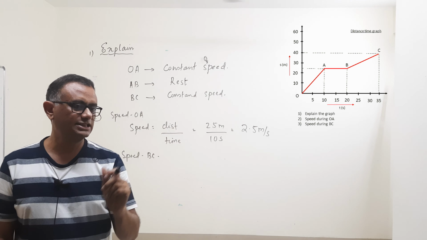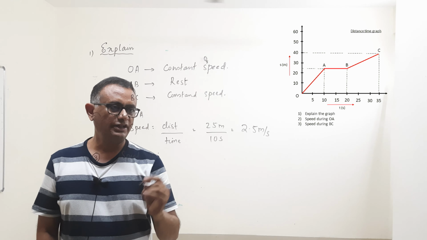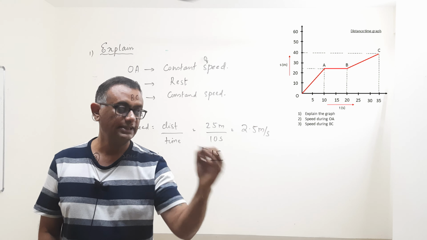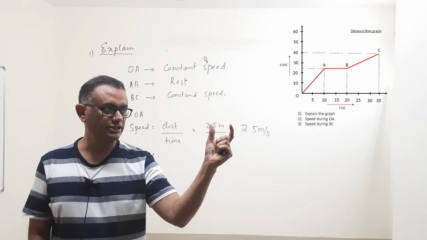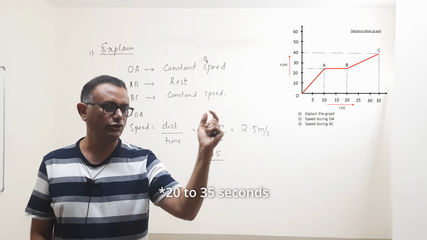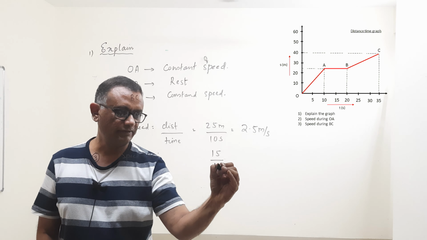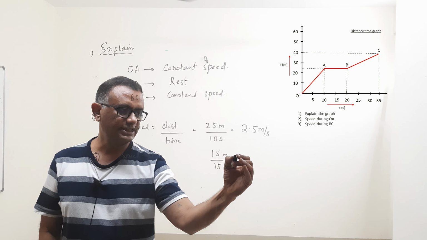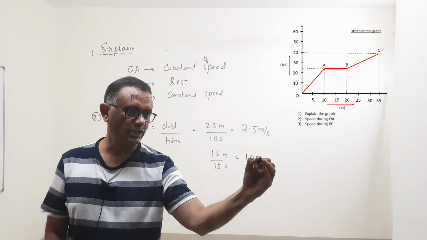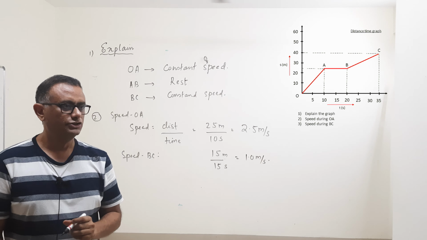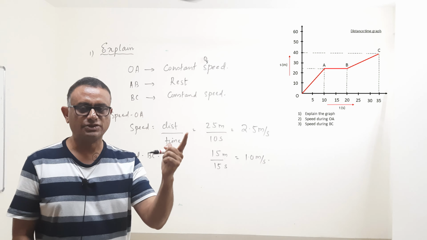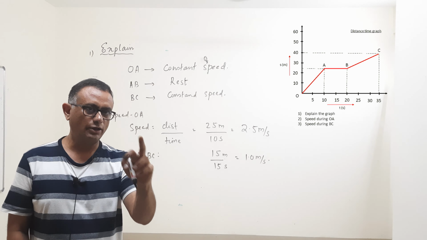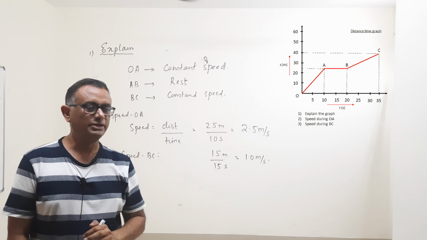So if you see the distance traveled in section BC is 15 meters. You look at the x-axis, and if you look at the time, it is from 25 seconds to 40 seconds. That means the time interval is 15. So 15 meters in 15 seconds will give us a speed of 1 meter per second, right? So it's 2.5 meters per second in the first part of the journey, section OA, and then in BC it is 1 meter per second.